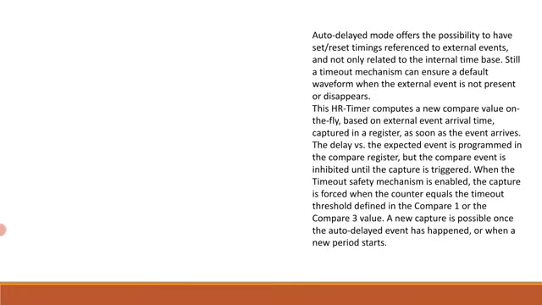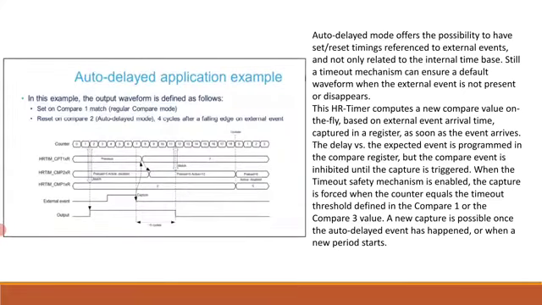Let's have a look at the auto delayed application example. Auto delayed mode offers the possibility to have set or reset timings referenced to external events and not only related to the internal time base. Still, a timeout mechanism can ensure a default waveform when the external event is not present or disappears. You can check in this particular figure.